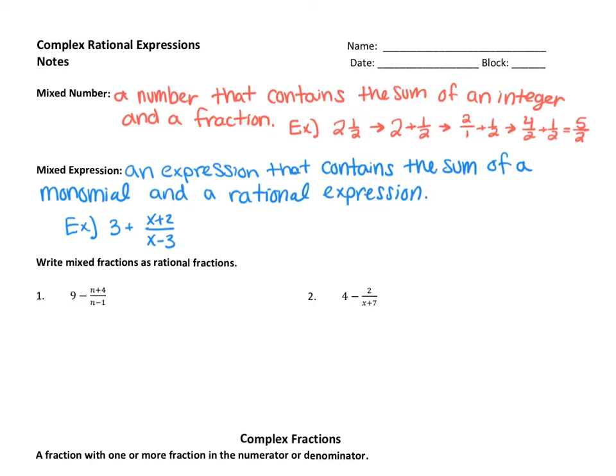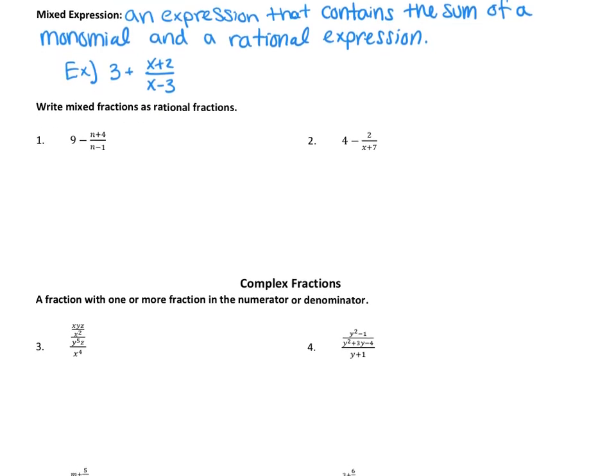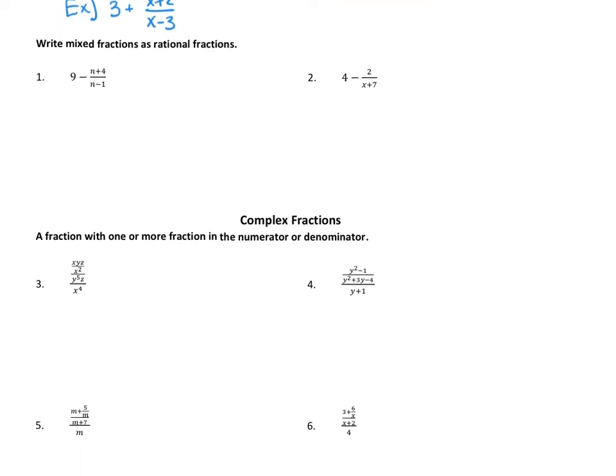So if we look at number 1, in number 1, we have a mixed expression. I'm going to first take my whole number and put it over 1. Then, just like we did when we were adding and subtracting, I want to get a common denominator. So in this case, my common denominator is going to be n minus 1. So I'm going to multiply that on the top and the bottom of the 9 over 1. And when I do that, I'll get 9n minus 9 over n minus 1 minus n plus 4 over n minus 1.